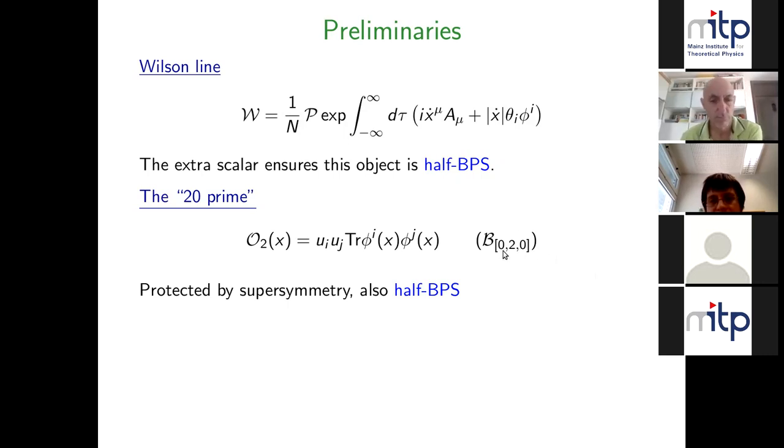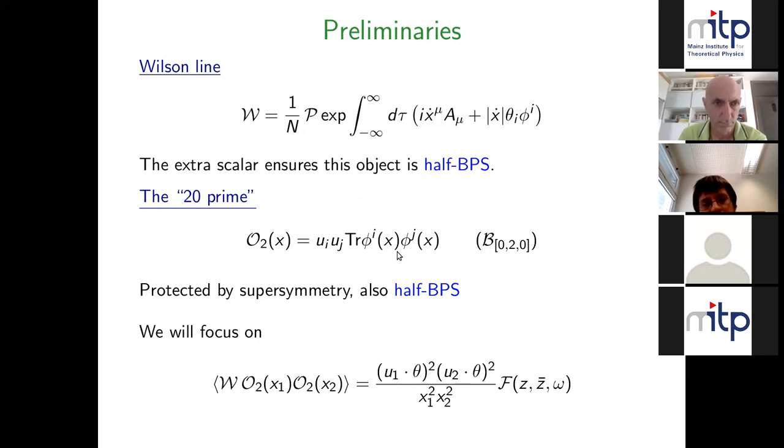And if you're familiar, for example, with the work of Dolan and Osborn, this supermultiplet is sometimes denoted by this funny symbol, and the 0 2 0 are just SO(6) Dynkin labels. So the 20 prime in SO(6) Dynkin labels is basically the 0 2 0 representation. So 20 prime, the 0 2 0, or phi squared. Most of the time, I'm just going to call it O2, the 2 corresponding to phi squared.